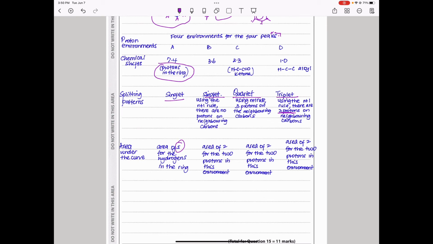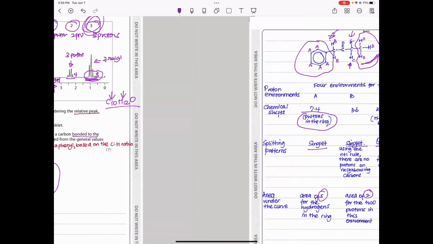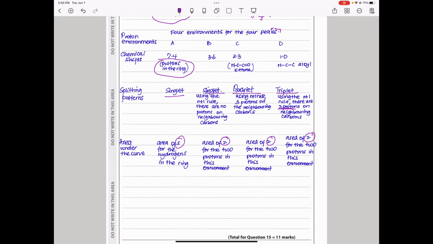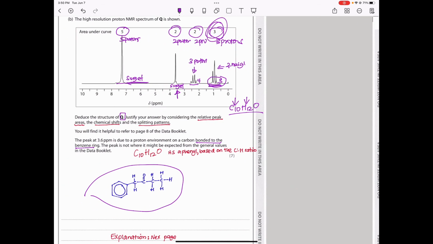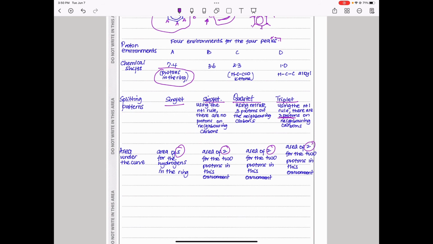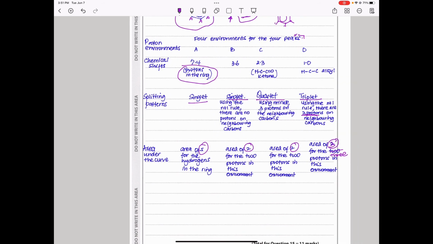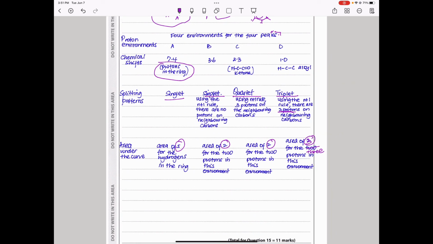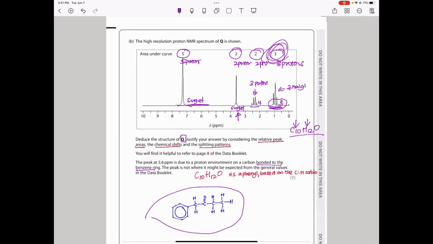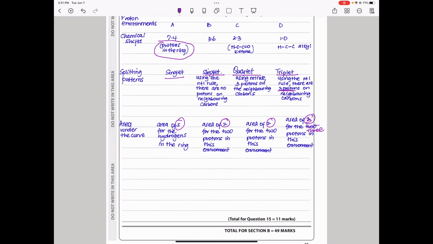5 protons, so represent 5, 2, 2, and 2. Was it 5, 2, 2, 2? Yeah, 5, 2, 2, 2, 3. 5, 2, 2. This is going to be 3. Area under the curve for environment D is going to be 3. This should be 3. Area of 3 for that. This is 3 protons in this environment. This is going to be 3 in that specific environment because, of course, the neighbor had 2, so it was a triplet. But the environment within it had 3 protons, so that's going to be 3.